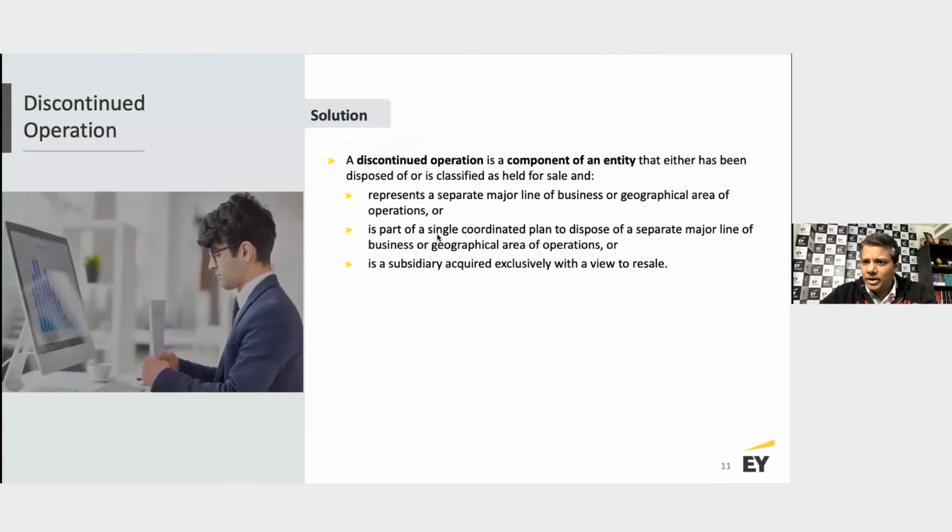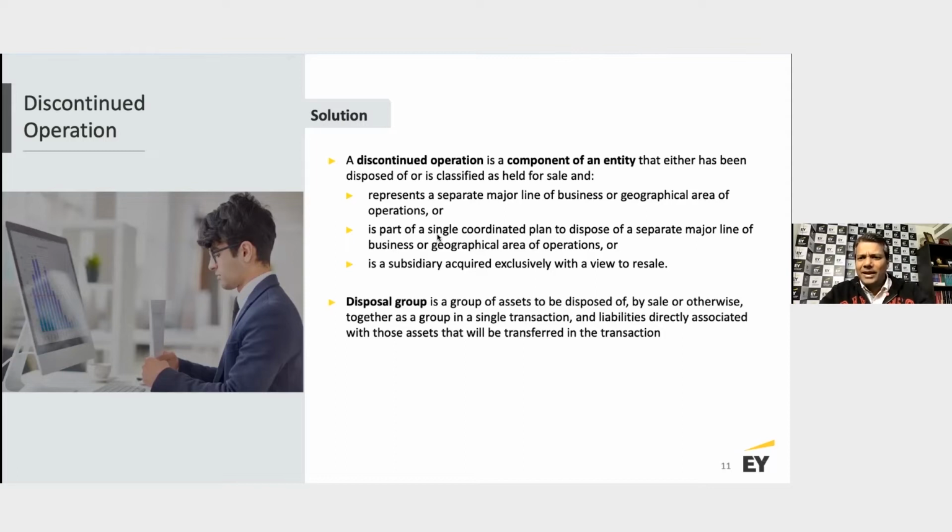A discontinued operation is a component of an entity that either has been disposed of or is classified as held for sale. So component means where you have discrete cash flows. One can argue that this store has discrete cash flows, which are independent of other stores' cash flows and so on. But does it actually, and it's an 'and' condition, represent a separate major line of business or geographical area of operations, or is it part of a single coordinated plan to dispose of a separate major line of business or geographical area of operations, or is it a subsidiary acquired exclusively with a view to resell?